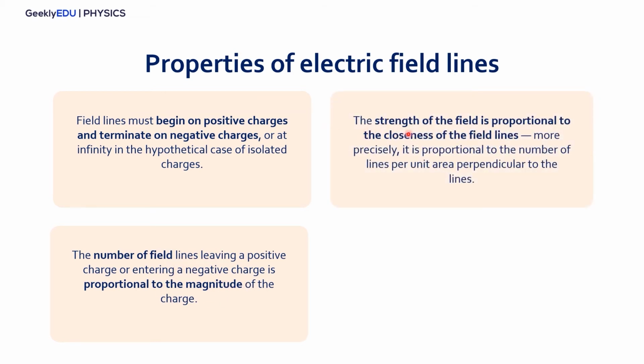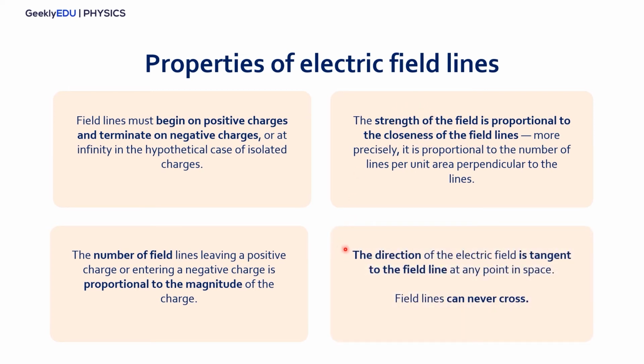Also, the strength of the field is proportional to the closeness of the field lines. So, if you have closer field lines, you have a stronger field, alright? And it's proportional to the number of lines per unit area perpendicular to the lines. So if you're at a point where the field lines are very close, it means that the electric field is also strong, okay?